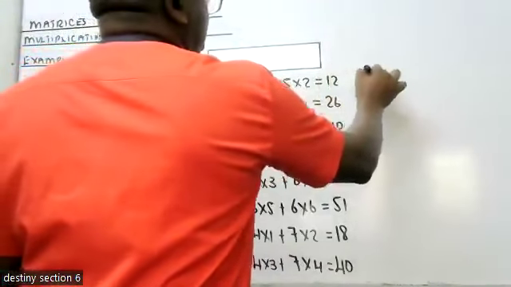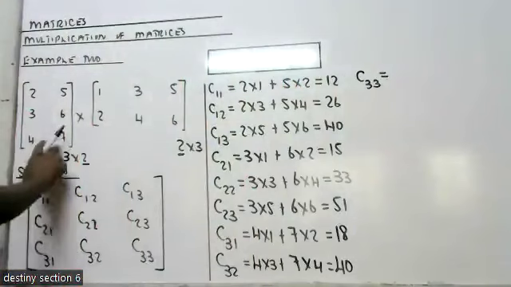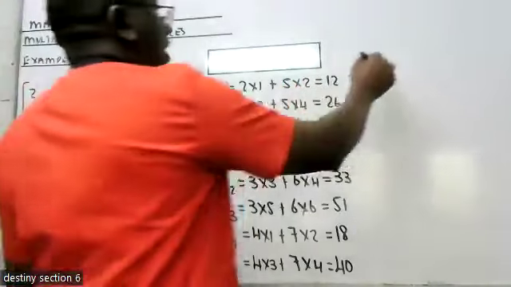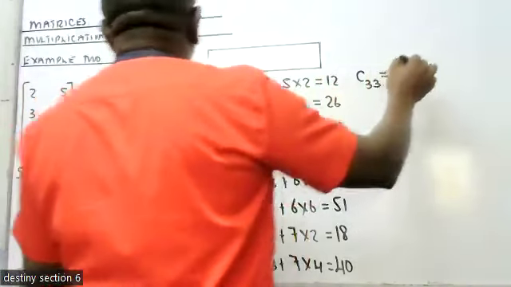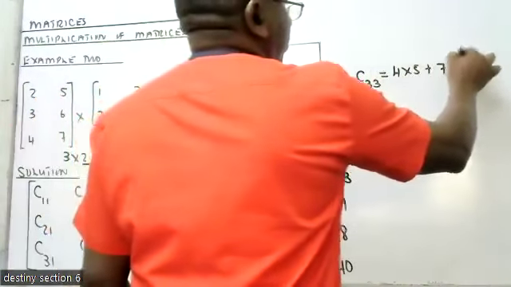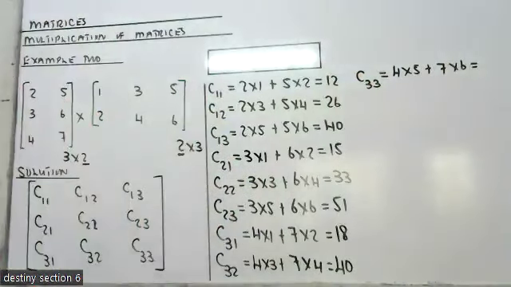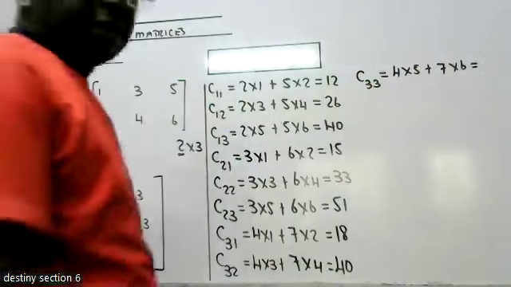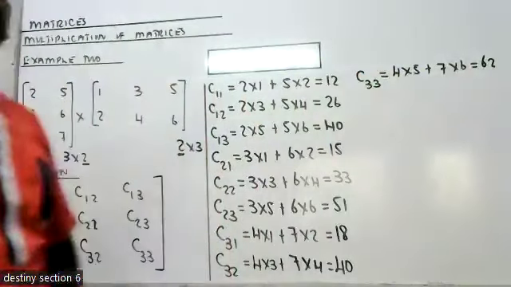C33. C33, it is the third row, third column, 4 times 5 plus 7 times 6. So 4 times 5 plus 7 times 6 is 62.